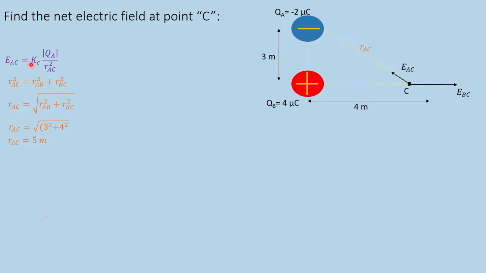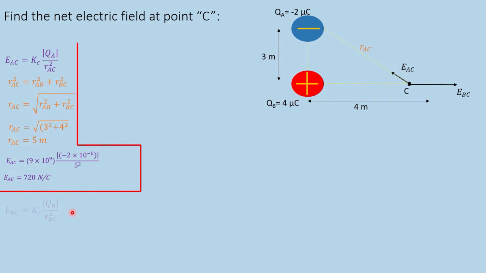Now we have Kc, we know its value, 9 times 10 to the power of 9. QA is negative 2 microcoulombs, we have to convert it to coulombs. And RAC, we found it as 5 meters. We replace the values and we get the answer for EAC, the magnitude or the strength of EAC, as 700 newtons per coulomb.